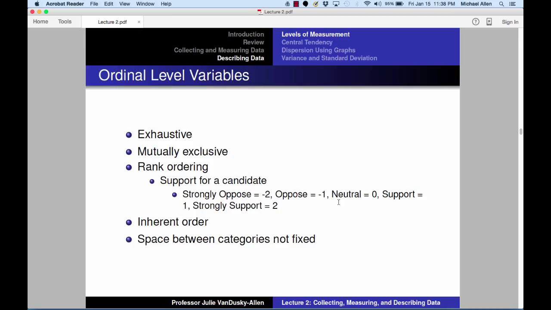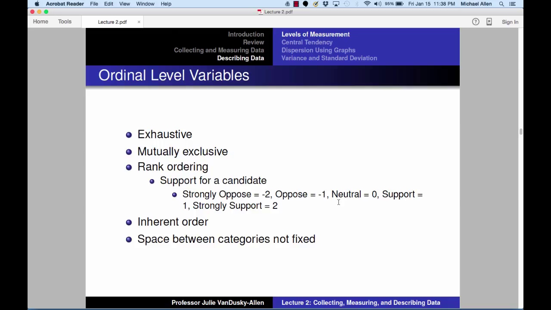For example, we could ask survey respondents the extent to which they support a candidate. They could answer strongly oppose, neutral, support, or strongly support. Note that there is inherent order in these categories. Strongly support is greater than just support. However, the actual spaces between these categories are not fixed.